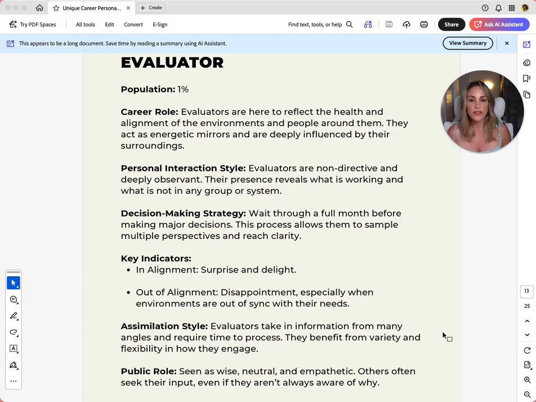So evaluators, they're just observant. They're here to kind of check in with the environment and get a sense and reflect the health back to us of how we're doing.